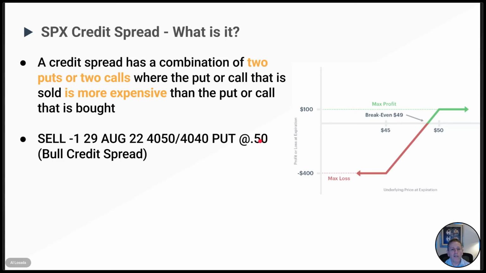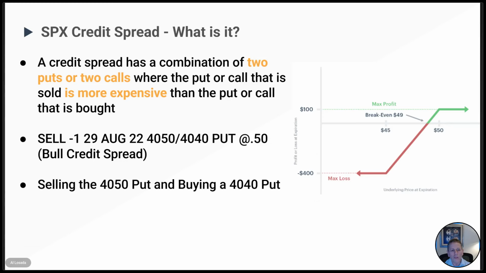So 50 cents times 100, which is the multiplier, gives you $50, and that's your trade. Now this is one contract. So that's how it works: you're selling the 40-50 put and buying the 40-40 put. It does the same thing on the call side, just in reverse.